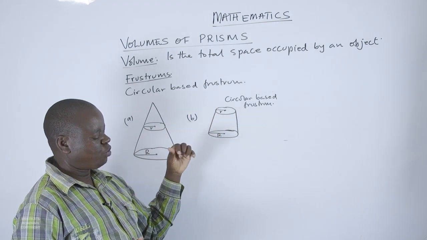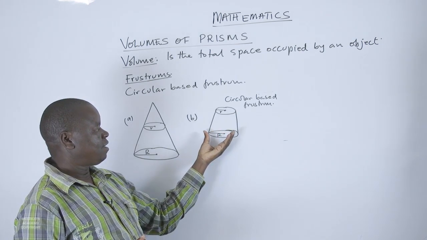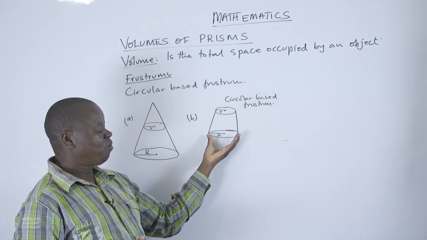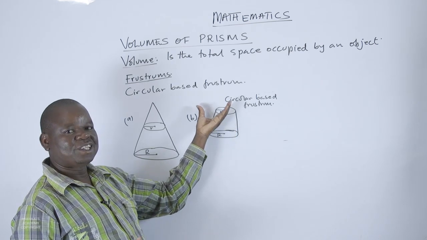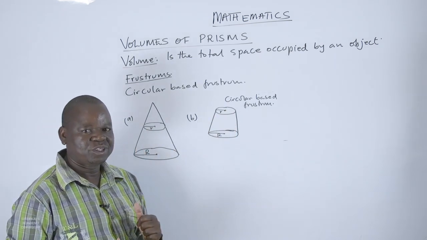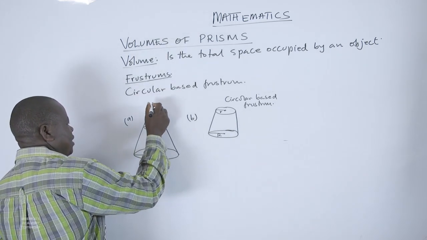We generate a shape. For example, if you have a drinking glass, it is made in the form of a frustum. And therefore, we can calculate the volume of that particular frustum by just applying the formula that we have. We want to look at what we will have there.